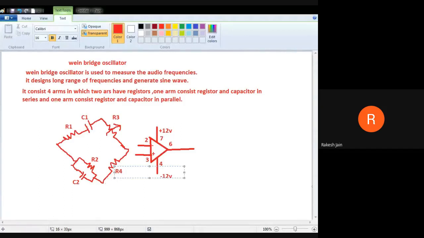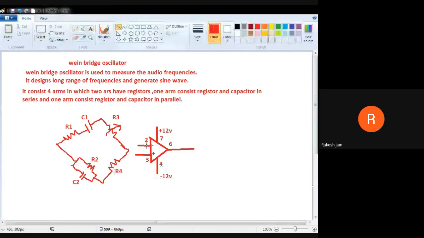and the point which is common for R3 and R4 is connected with the second number pin, and where the R1 and R2 resistors meet each other, that point is connected with the positive terminal. It means second number terminal and third number terminal. What I want to say, this point is connected with the second number pin, and this point is connected with the third number pin.